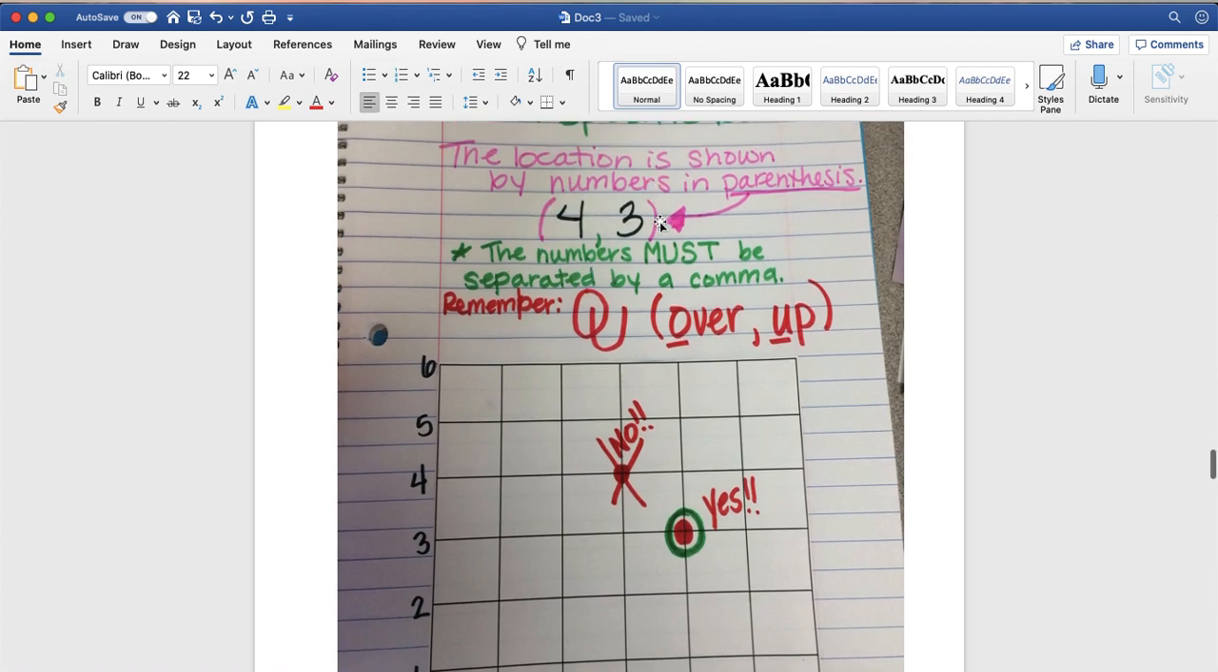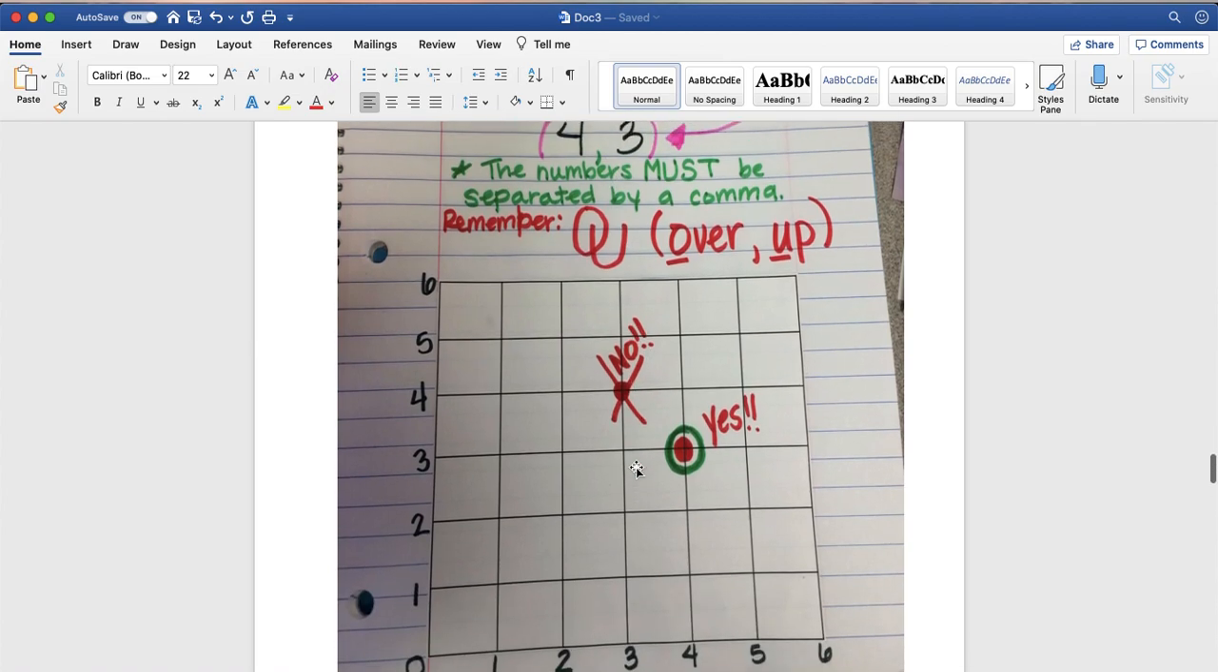Okay, so remember that to get our ordered pair, this is the format that we write it: parentheses, which are right here in pink, and then our numbers are separated by a comma. The numbers have to be separated by a comma. And remember, we always are going from side to side before we go up and down. So we always need to run before we can jump. Or another way that we can remember, it's over and up.